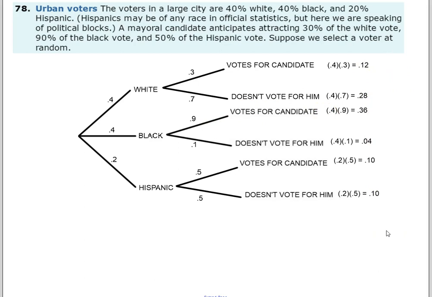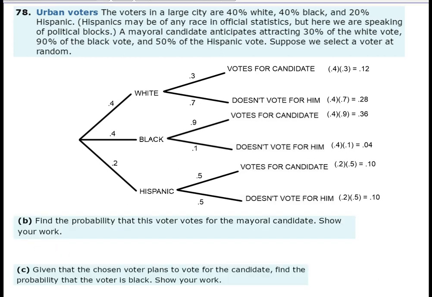So let's look at some of the questions that are asked about this particular situation. As we work on these two problems, I suggest once again pausing the video, seeing if you can do it yourself, and then coming back. Find the probability that this voter votes for the mayoral candidate. Show your work. So you try it and then come back.